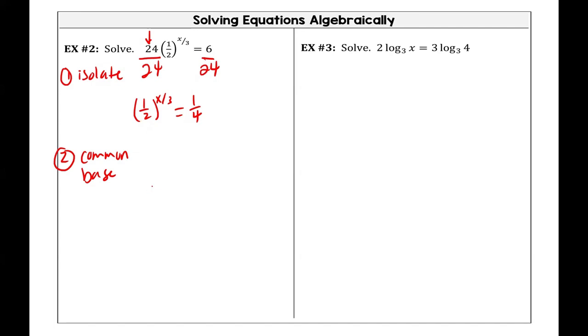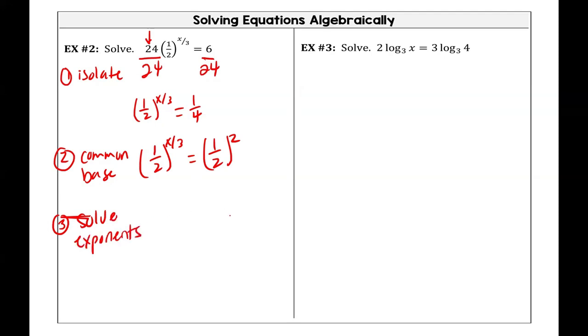How could I rewrite? Anyone? What's 6 now? 1/2 to the 2. There we go. So we find a common base. So this one is going to stay a half to x over 3 equals now 1/2 to the 2. And then now all you're going to do is solve your exponents. So you have x over 3 equals 2. So x has to be 6.